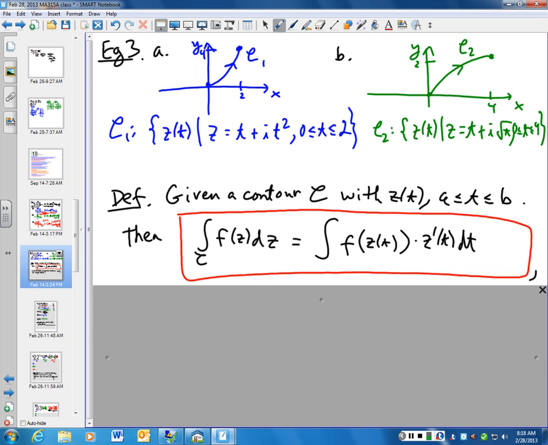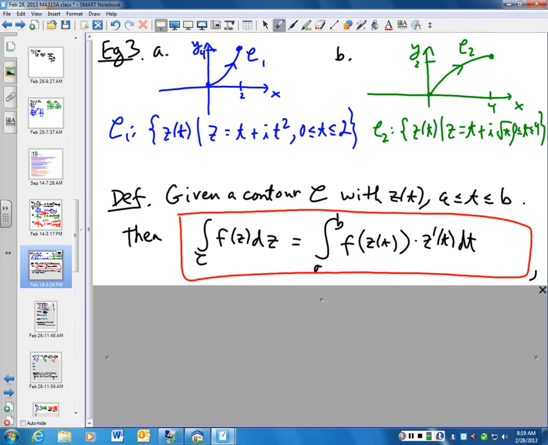So what's going to happen is the f of z, we're going to write it this way. The dz we're going to convert to dt, but you're going to have to take a z prime in there. Essentially, we're converting from an integral in terms of z to an integral in terms of t. This then becomes an integral in terms of the real parameter t. What would the limits be for this integral? t goes between a and b.